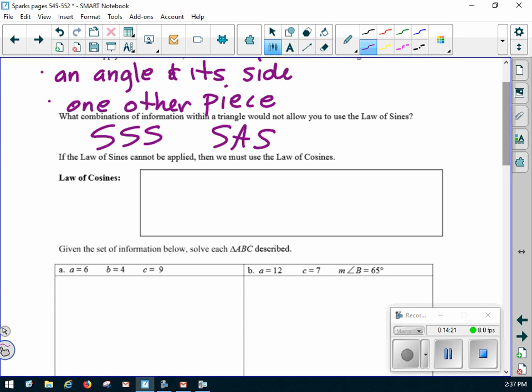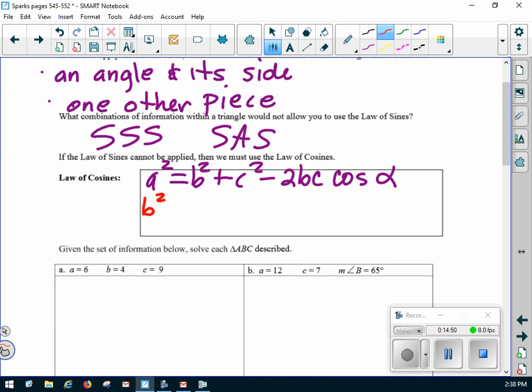Law of cosines can be written in three different ways. A squared equals b squared plus c squared minus 2bc cosine alpha. It does look very similar to the Pythagorean theorem. In fact, the Pythagorean theorem is a special case of the law of cosines. Oh, you didn't know that, did you?